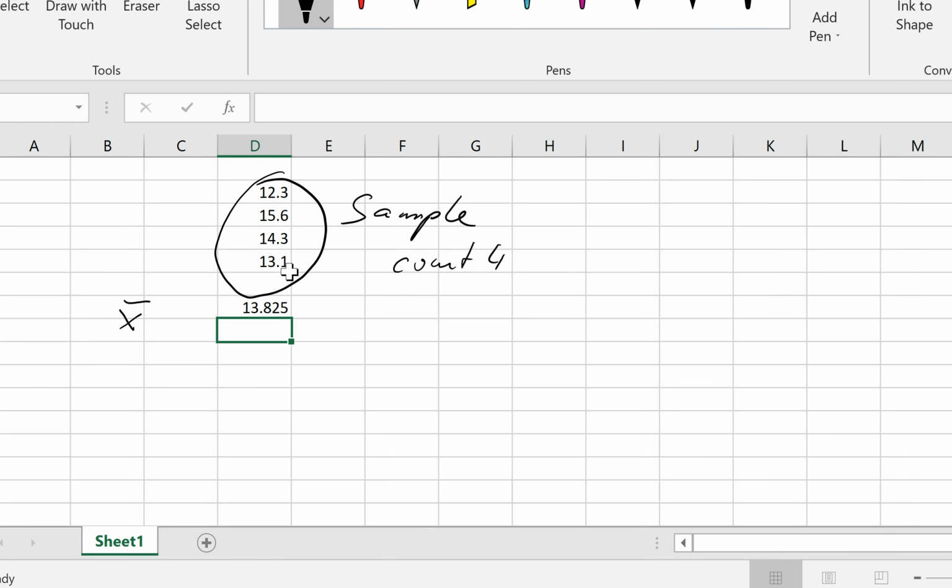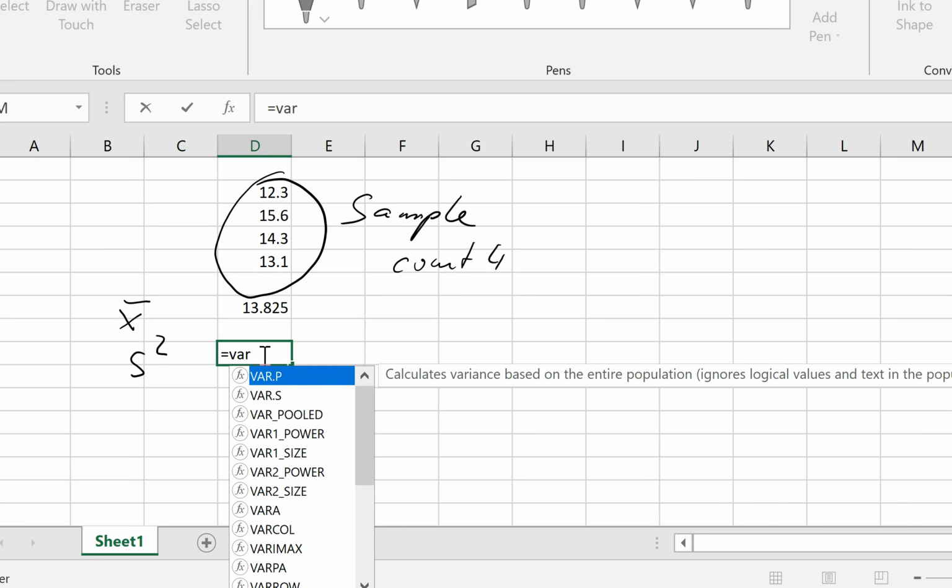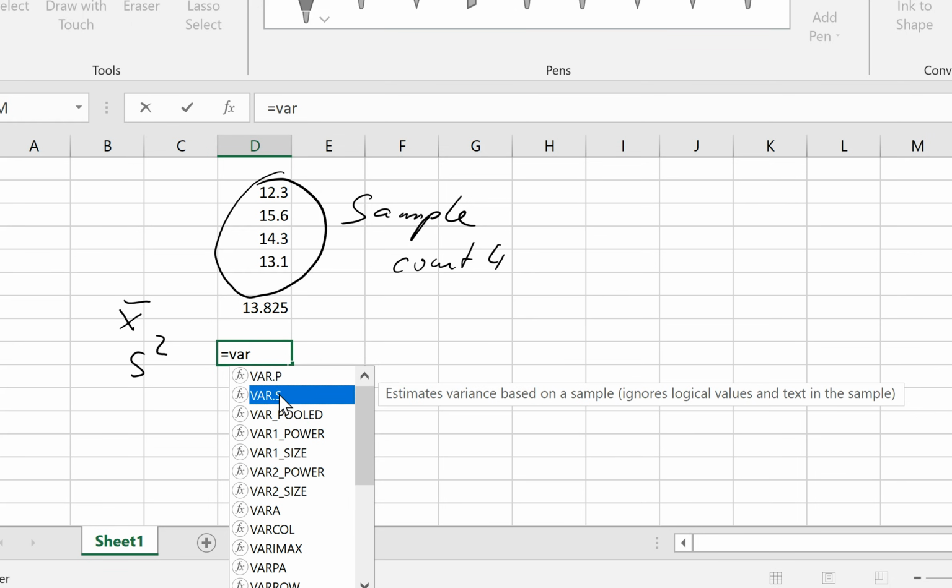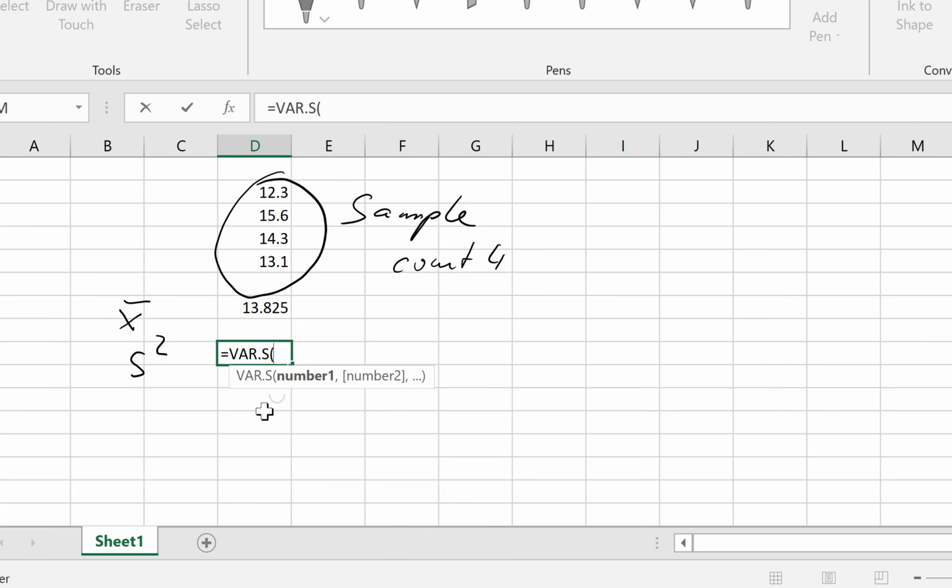We now can calculate the sample variance, s squared. For this we type in variance, start typing, and we are looking for the sample variance. So here, VAR.S, double click, again left mouse button pressed, drag it down, close the bracket, and here we get our sample variance.